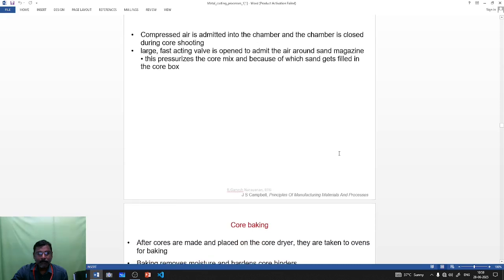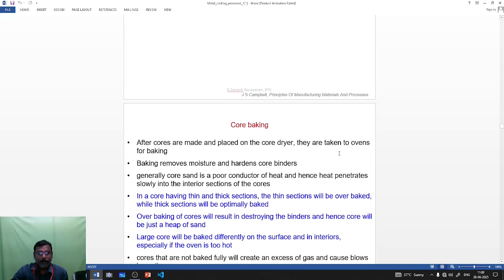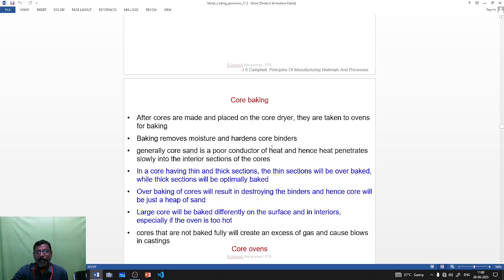Then core baking. After cores are made and placed on the core dryer, they are taken for baking. Baking removes moisture and hardens the core binders. Generally, core sand is a poor conductor of heat, and hence the heat penetration in a core having thin and thick sections differs. The thin section will be overbaked while the thick section will be optimally baked. The large core will be baked differently on the surface and in interior sections.